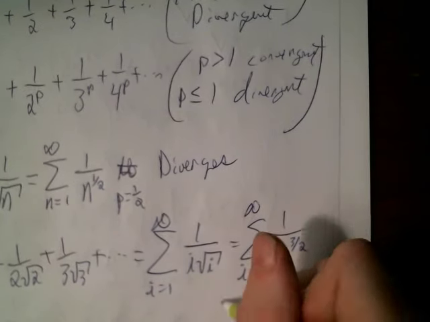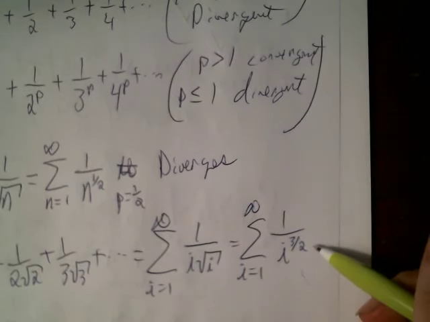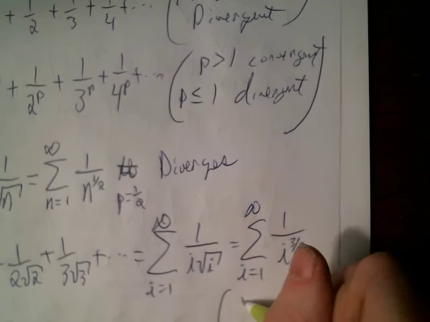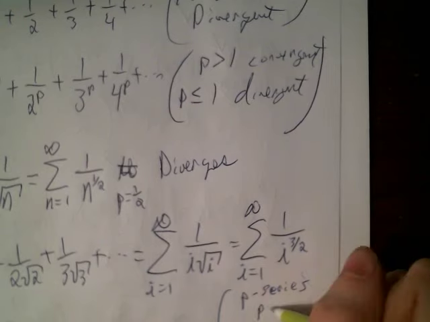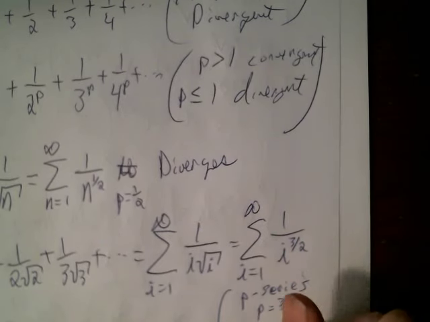Okay, so here the p-value is greater than 1, so this one is convergent. So this p-series, p is 3/2, and it's convergent.